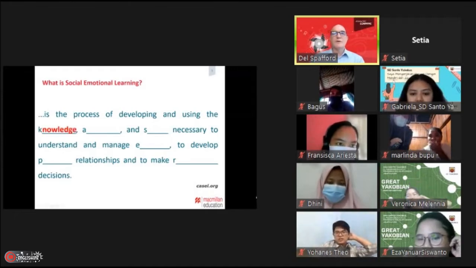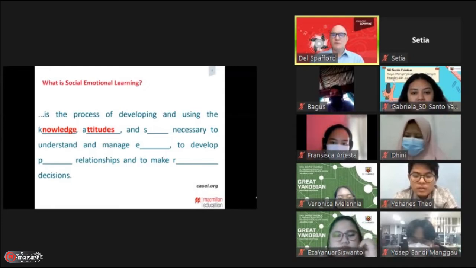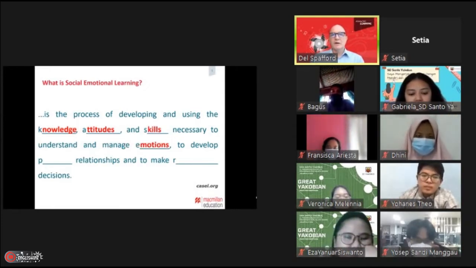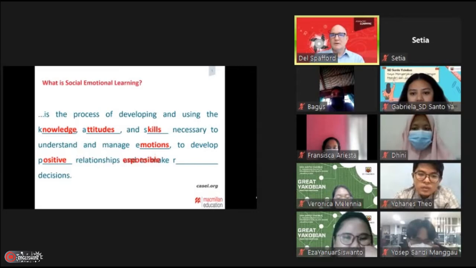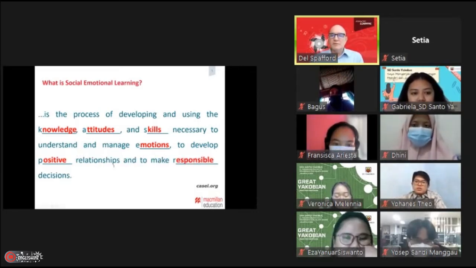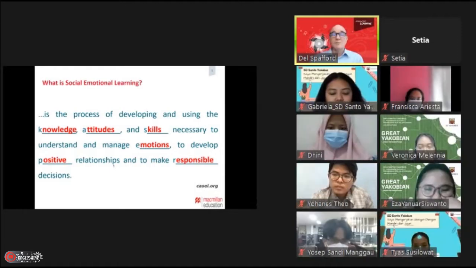The first word is using the knowledge, the attitudes, and the skills. And this one you've obviously got to manage emotions, to develop positive relationships, and to make responsible decisions. Okay. Bago, social emotional learning is a methodology that helps students comprehend their emotions, feel emotions, and demonstrate, yeah, empathy for sure. Definitely has that involved.